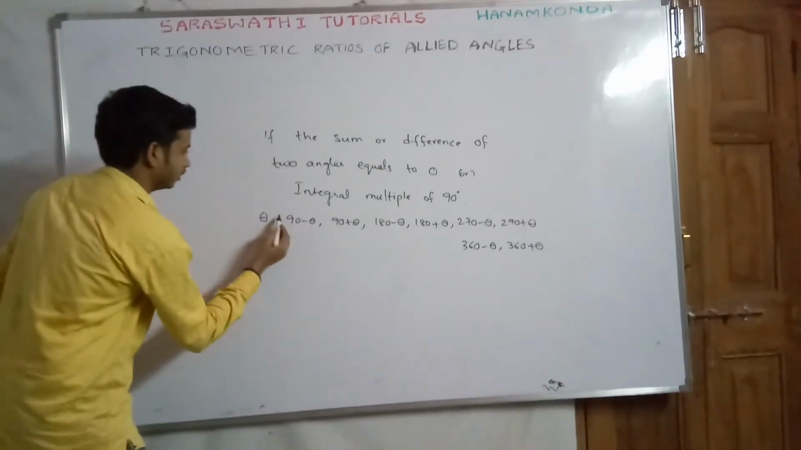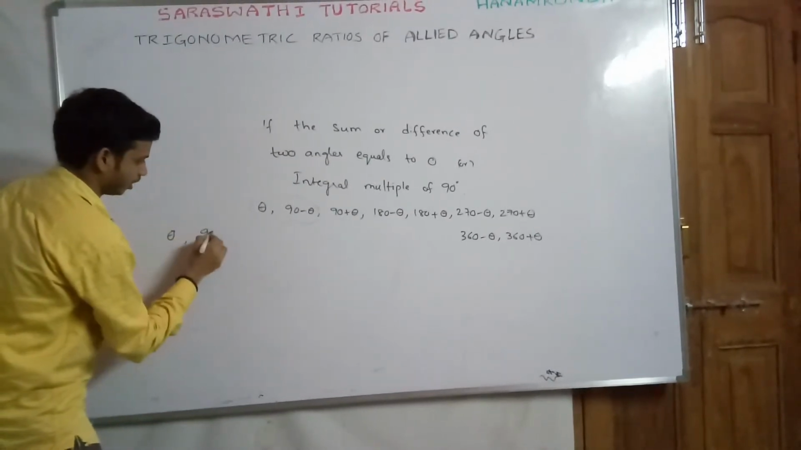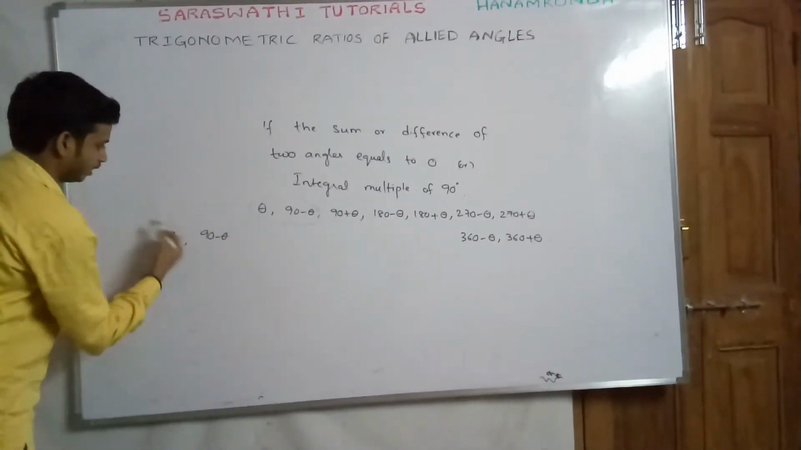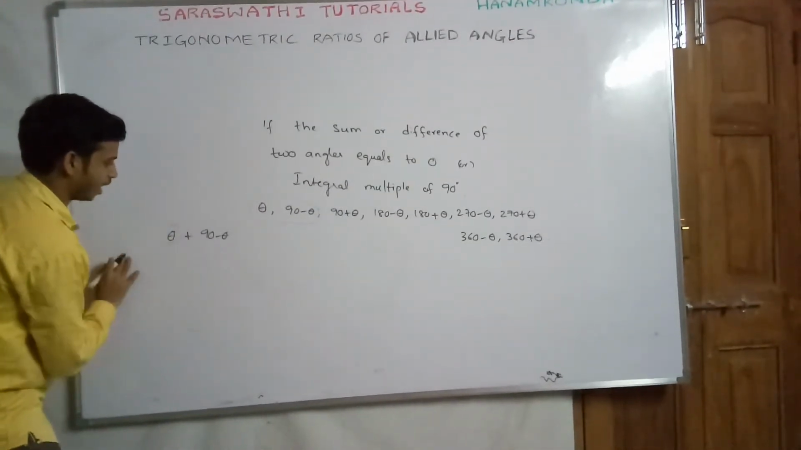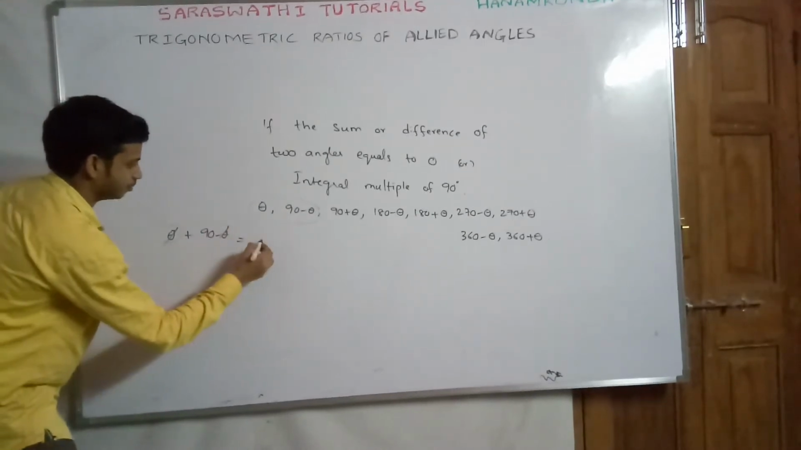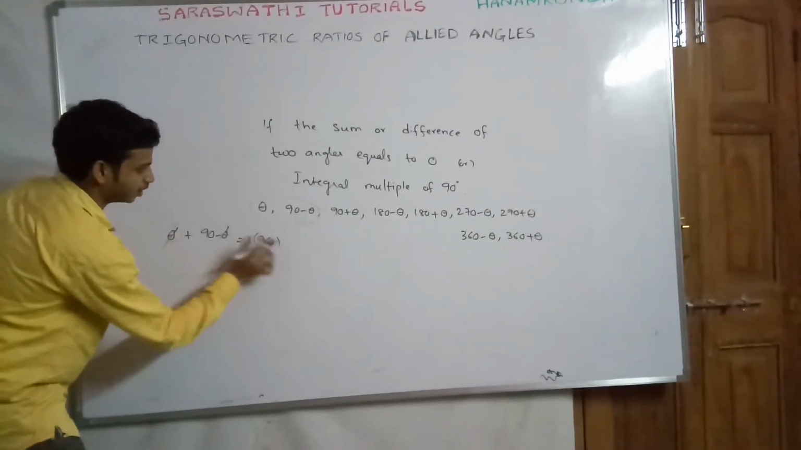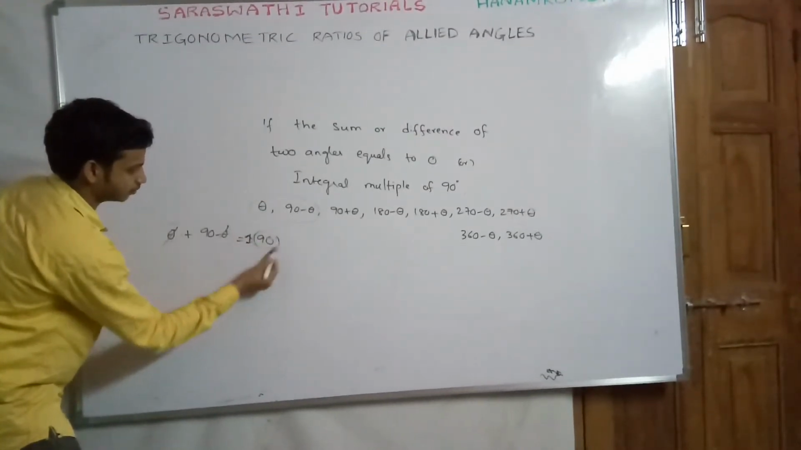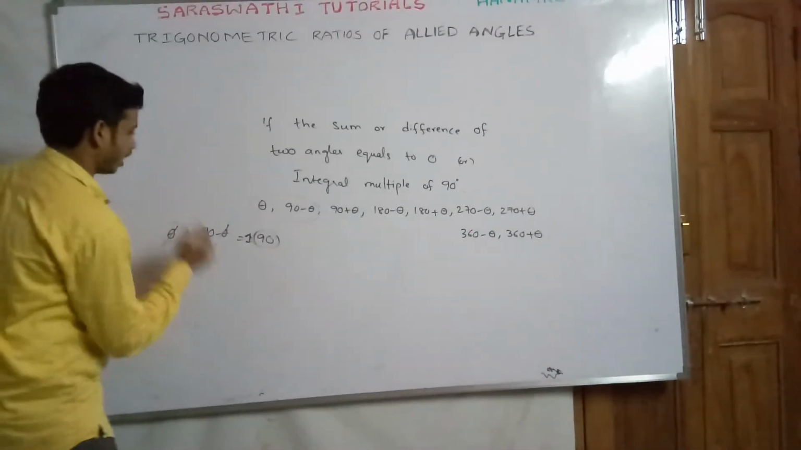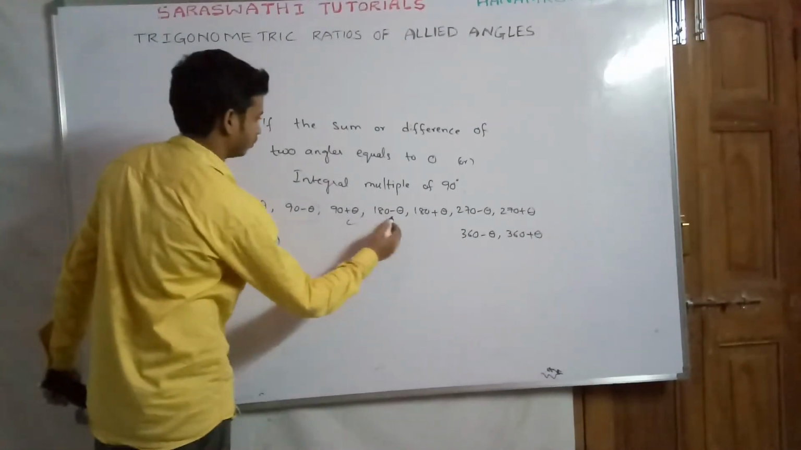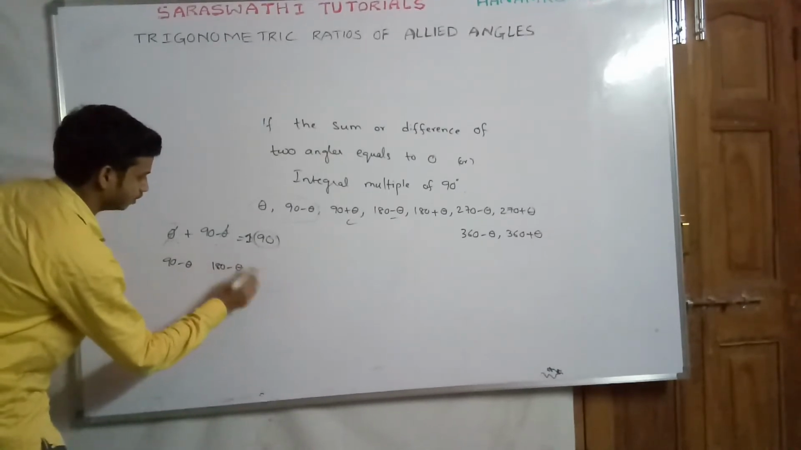If we consider theta and 90 minus theta, theta is one angle and 90 minus theta is the other angle. If we add these two angles, theta and minus theta get cancelled, so 90 is the answer. That is 1 into 90, an integral multiple of 90, so these two are allied angles.